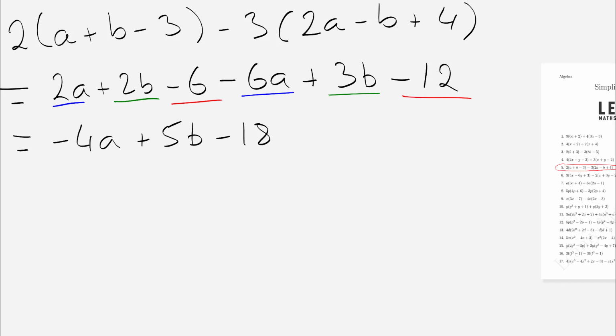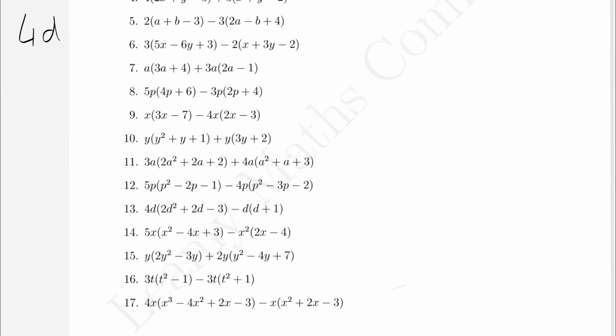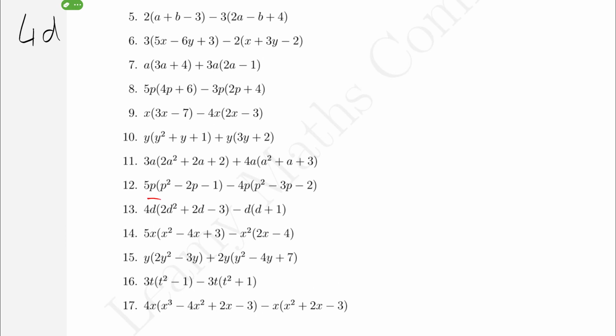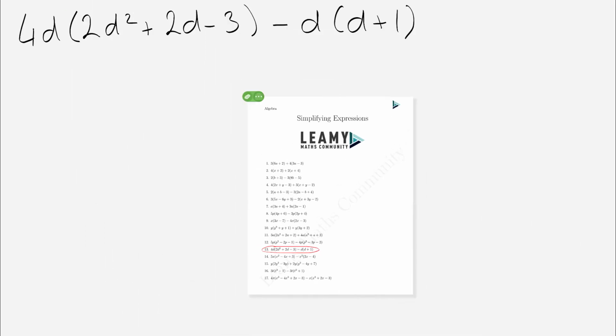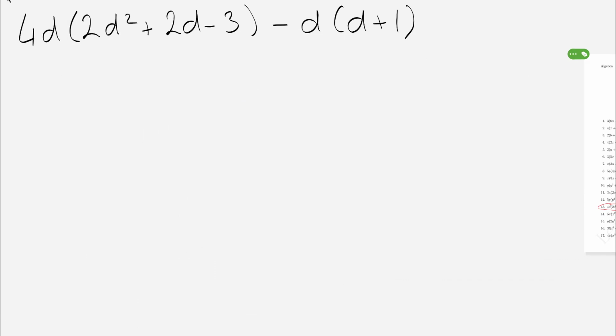We'll go through one more example here. The last one I'll do for you guys is this question 13 here. I have this written out. We've got 4d times 2d squared plus 2d minus 3 minus d times d plus 1. So let's start with the multiplication. 4d by 2d squared. Well, the 4 by the 2 is 8.